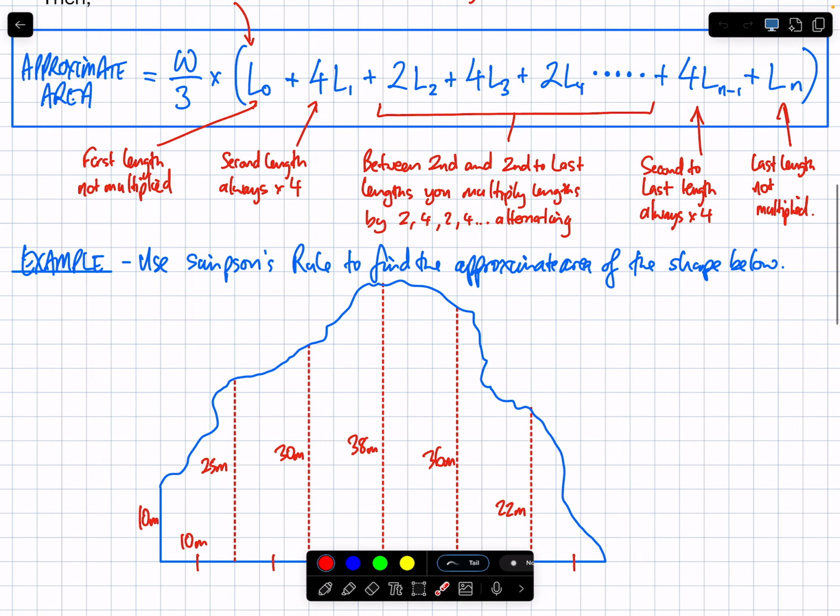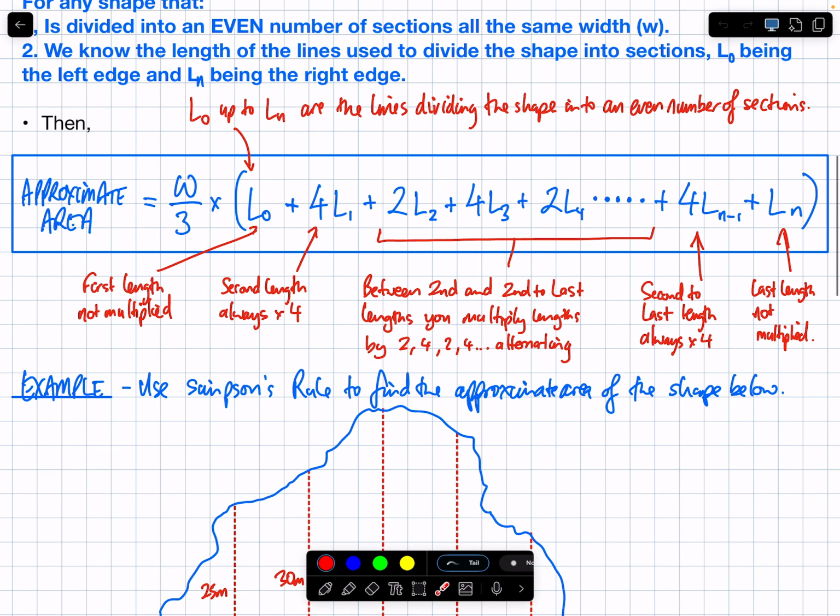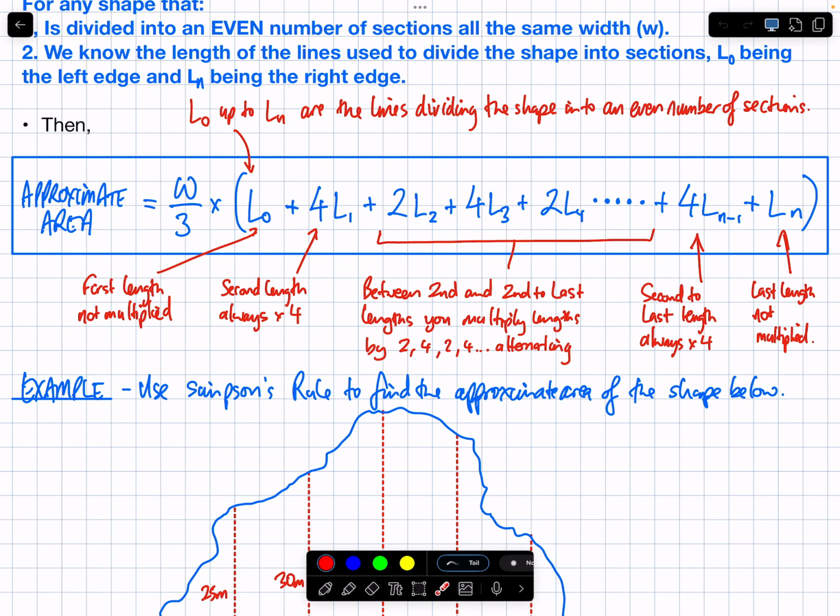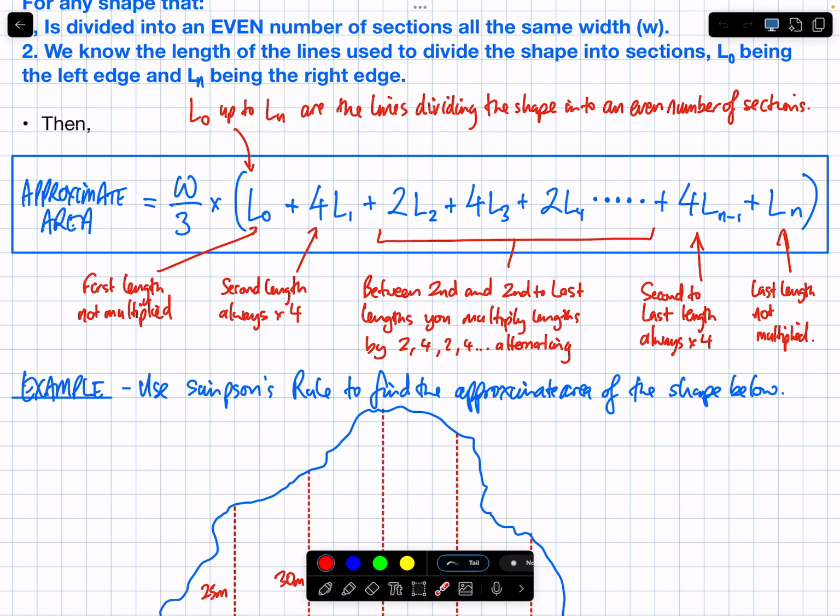Yep. Up or down? Yeah. LO, yeah. LO or L0.